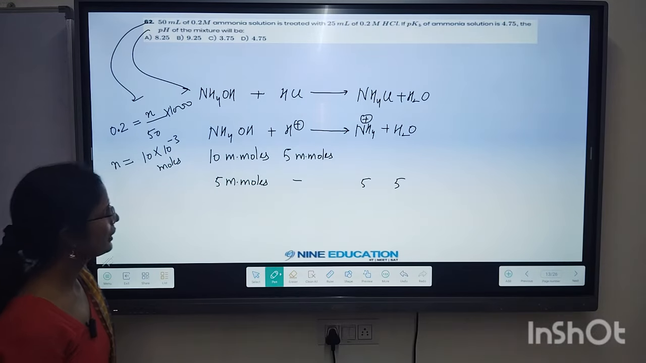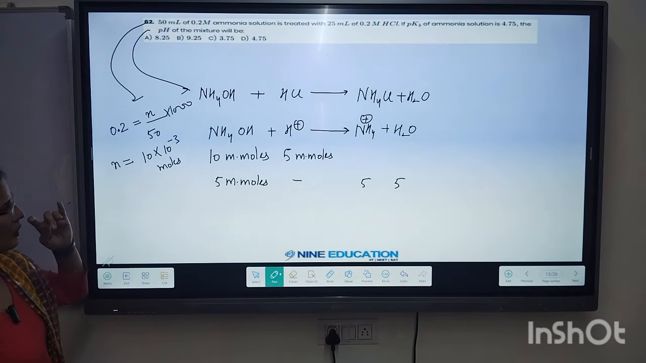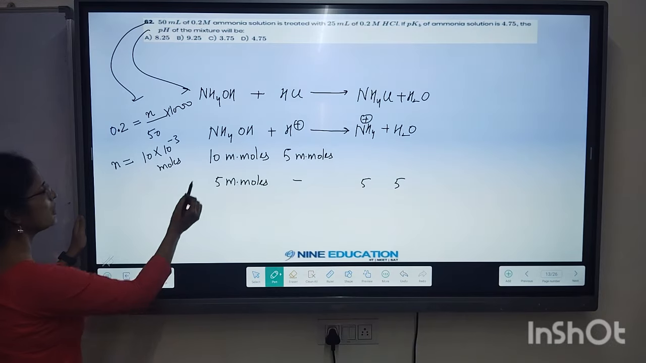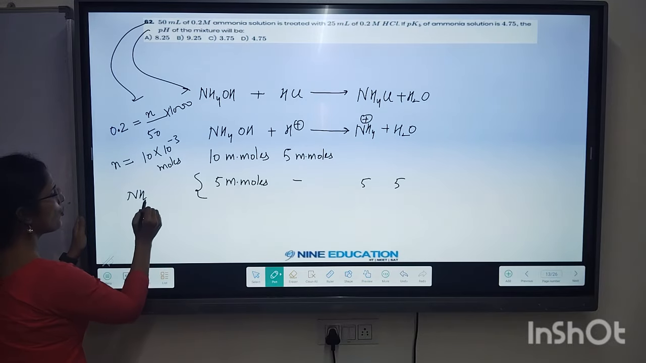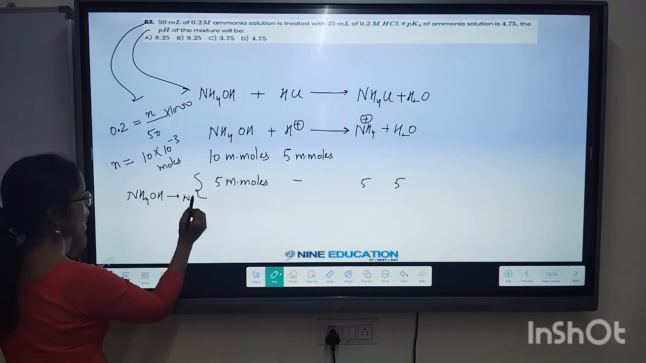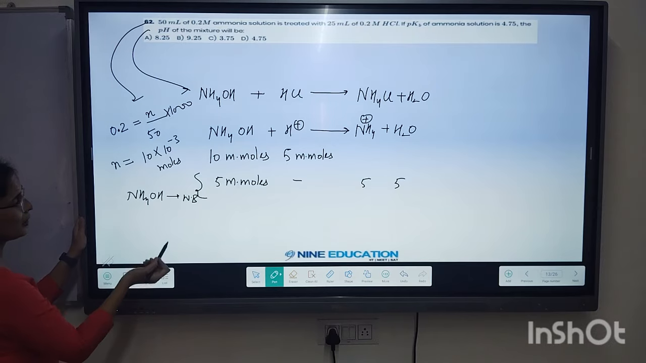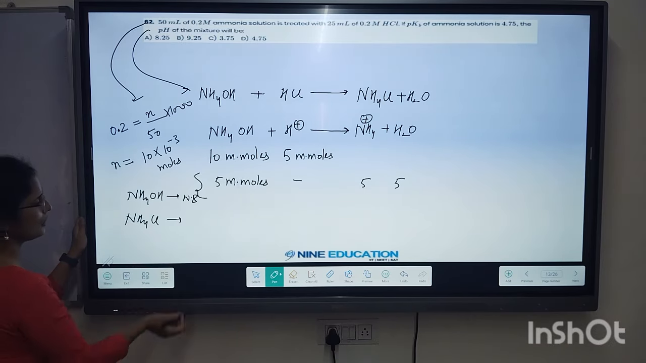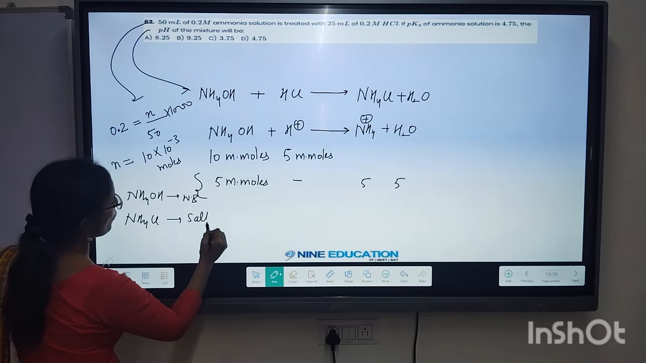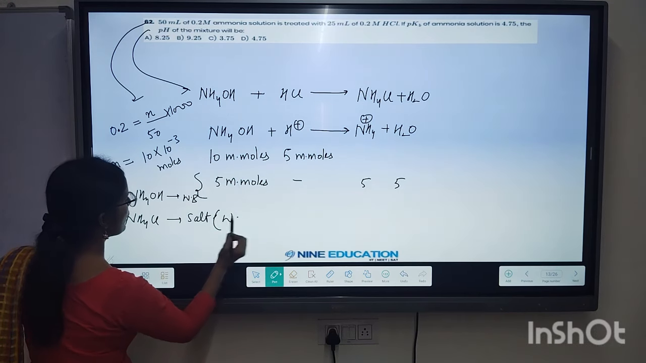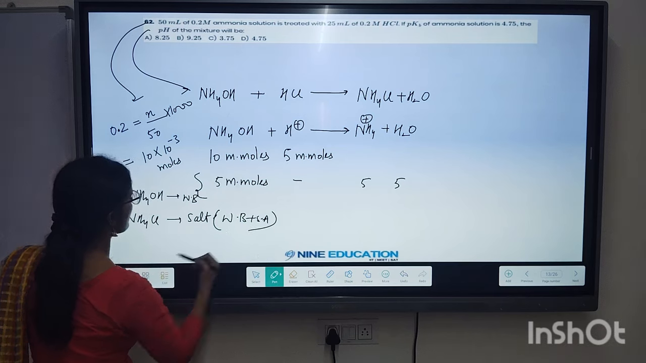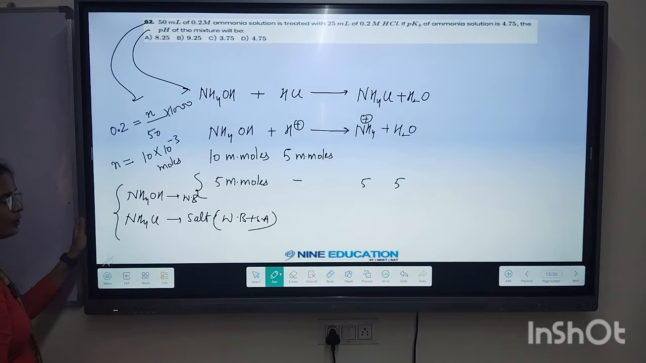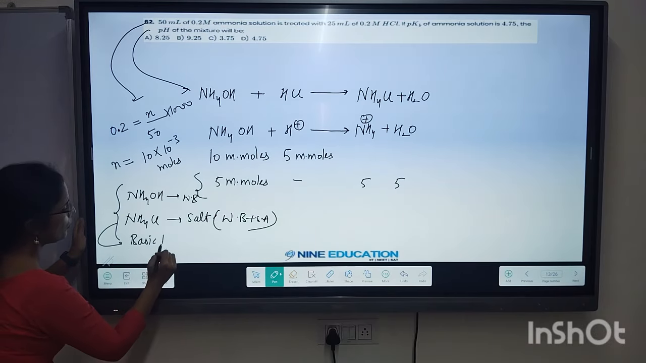Now the idea is, if you look at what we are left with after this reaction: NH4OH, which is nothing but your weak base, and another thing we are left with is NH4Cl, which is a salt of a weak base and a strong acid. And you should know that a solution of a weak base plus a salt of that weak base and a strong acid is nothing but a basic buffer solution.